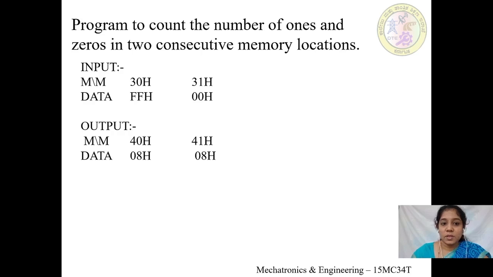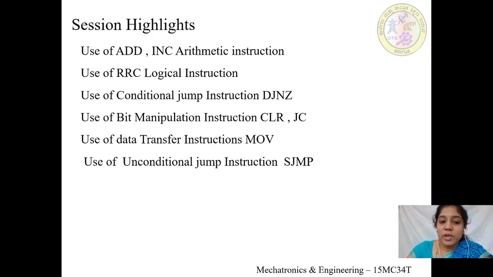So what all did we discuss in this session? We have discussed almost all the uses of the instructions in this program: addition, increment, rotate right through carry, and the DJNZ instruction. What does the DJNZ instruction do? Decrement and jump if not 0. It will decrement the contents first and check whether it is 0 or not. If it is not 0, then it repeats the loop or goes to the label specified. Otherwise, it will execute the next instruction.